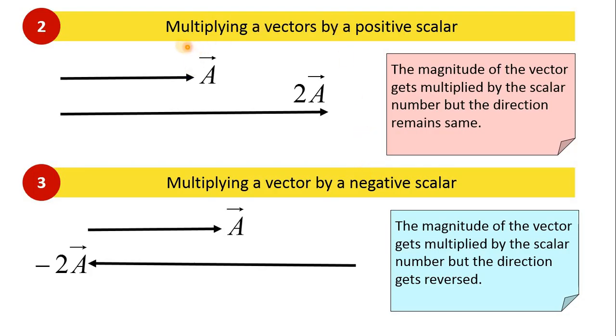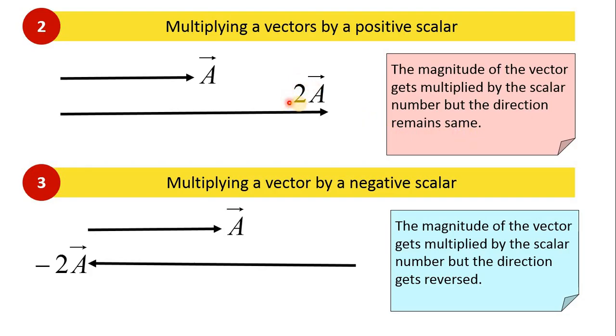Now what happens when you multiply a vector by a positive scalar, and what happens when you multiply a vector by a negative scalar? Let's see. Suppose initially we have the vector A, and we multiply this vector by a scalar number 2. So we obtain a new vector 2A, whose length will be double that of the initial vector A, and direction will remain the same. So the magnitude of the vector gets multiplied by the scalar number, but the direction remains the same.